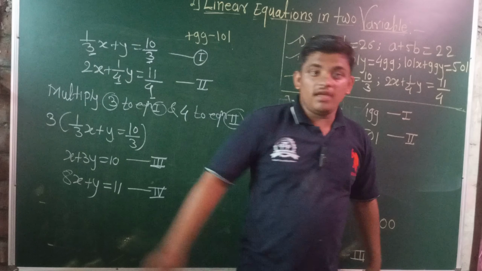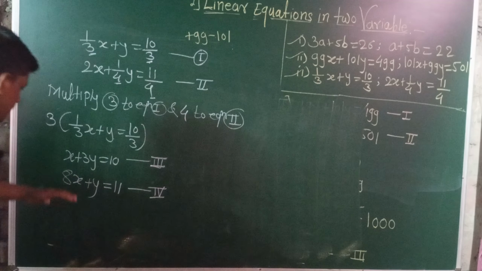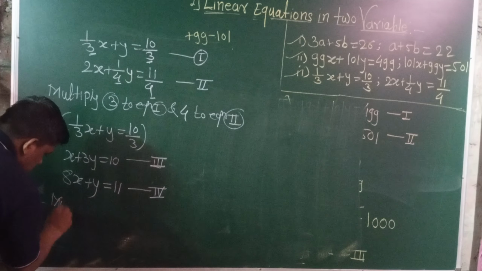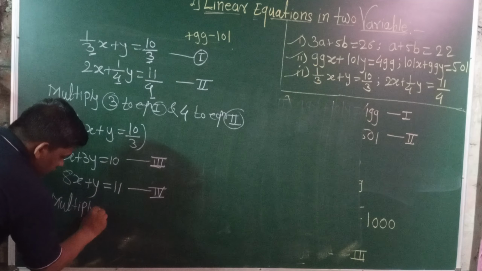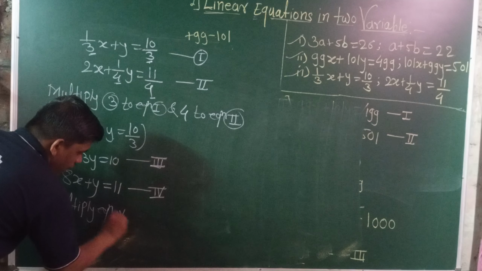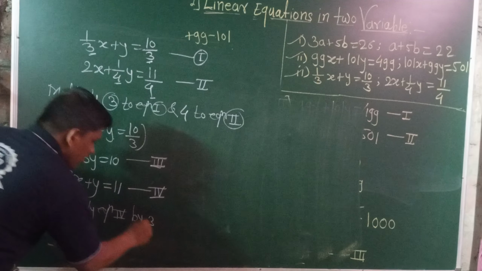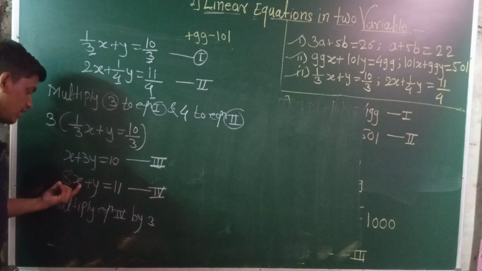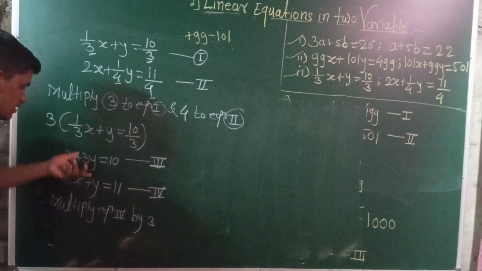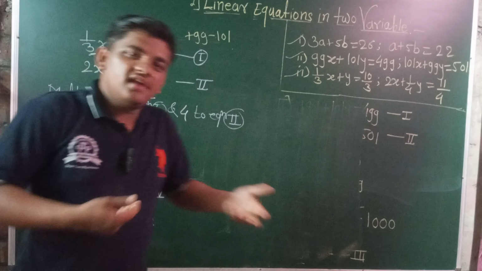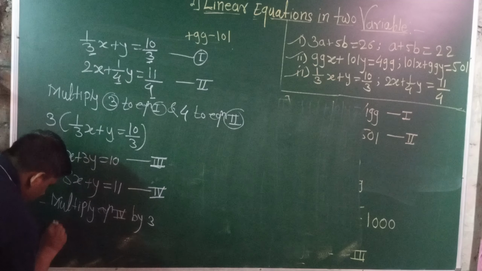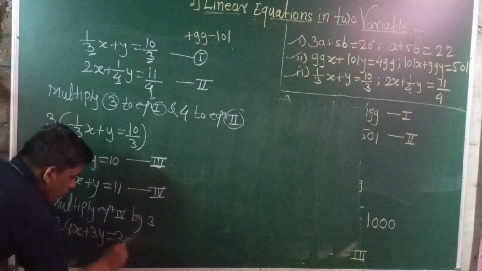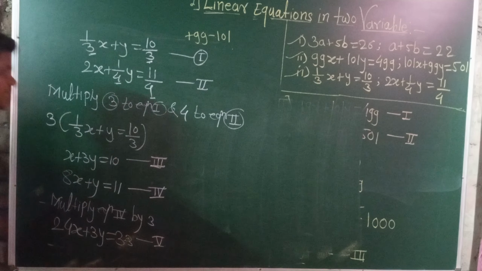Now, what can we do? Multiply equation 4 by 3, because when we multiply equation 4 by 3, we get a 3y. 24x plus 3y equal to 33. Then 3y has the similar variable and similar coefficient as in equation 3, so we can cancel it. 24x plus 3y equal to 33. This is equation number 5.